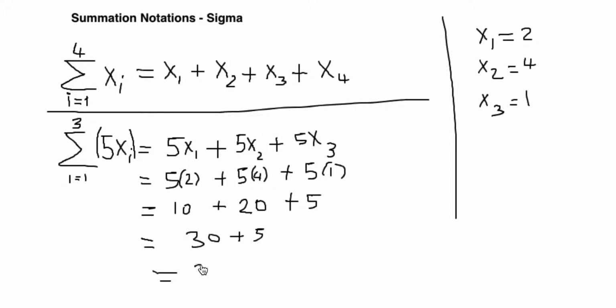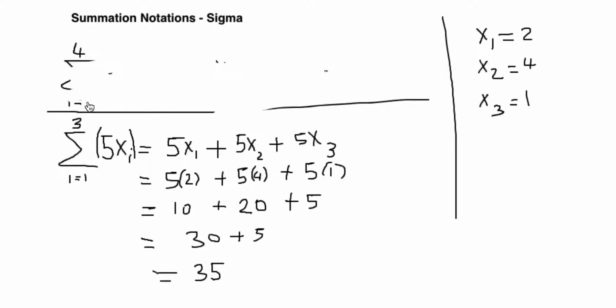All right, so this gives us the summation notation when we multiply the index variable x by 5. All right, now let's look at another example. I may have to erase this part. Okay, so let's erase this part so we can reuse this.